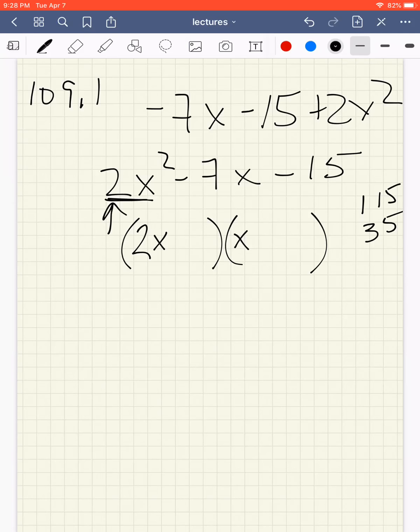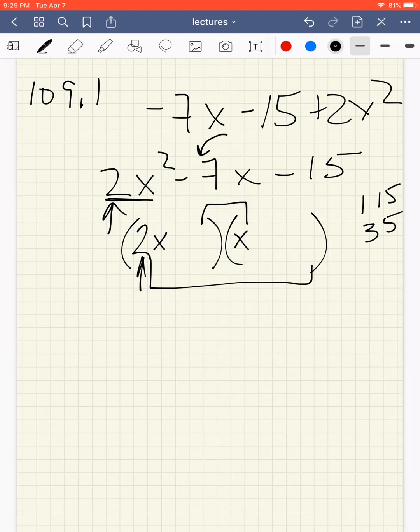Now that's where we have to figure out which combination is going to work. Because remember, the outer and the inner terms combined have to either add or subtract to give us -7, the middle term. Because this is a -15, the only way we can multiply and get a negative is to have one positive and one negative. So it's not just a matter of putting plus and minus in one of them and it doesn't matter which. It does matter because of this 2 right here. There's nothing wrong with experimenting and getting it wrong. We just erase until we get the right combination.